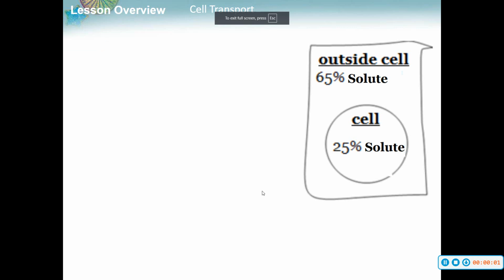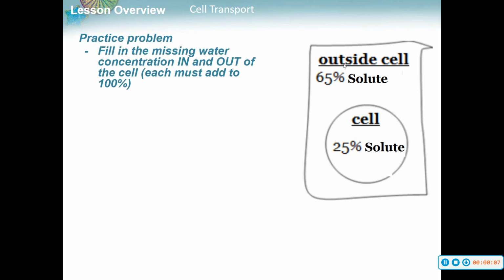Okay, let's take a look at an example. This is not on your notes, but we're just going to look at this together. If the outside has a solution, we'll put the cell in a beaker. The outside of the cell has a solution of 65% solutes, and inside is 25% solutes inside the cell.